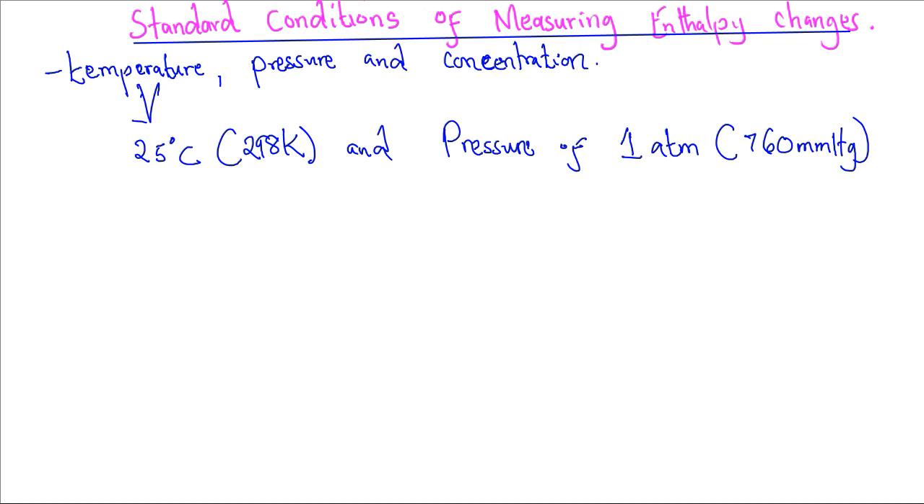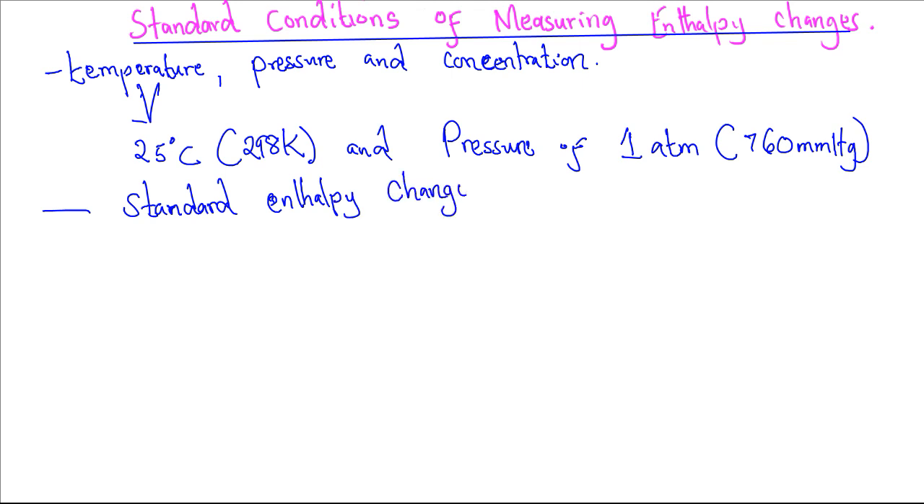Therefore, enthalpy change at standard conditions is referred to as standard enthalpy change, and is normally denoted as delta H standard, where the theta you are seeing written as a superscript is what denotes the standard.